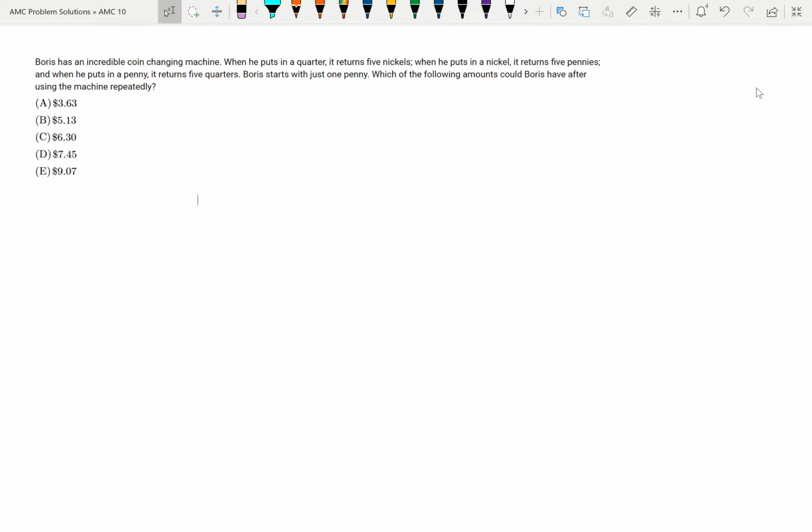Boris has an incredible coin-changing machine. When he puts in a quarter, it returns 5 nickels. When he puts in a nickel, it returns 5 pennies. And when he puts in a penny, it returns 5 quarters. Boris starts with just 1 penny. Which of the following amounts could Boris have after using the machine repeatedly?